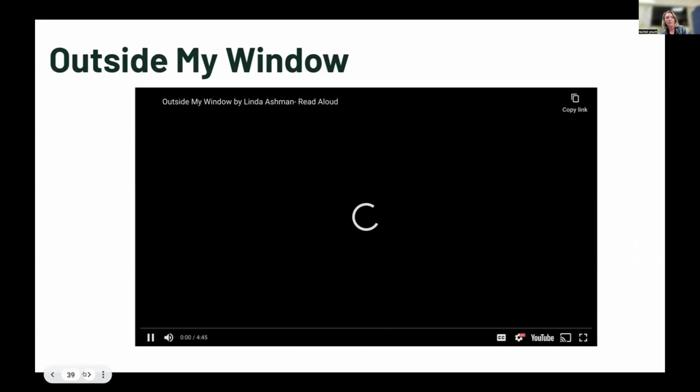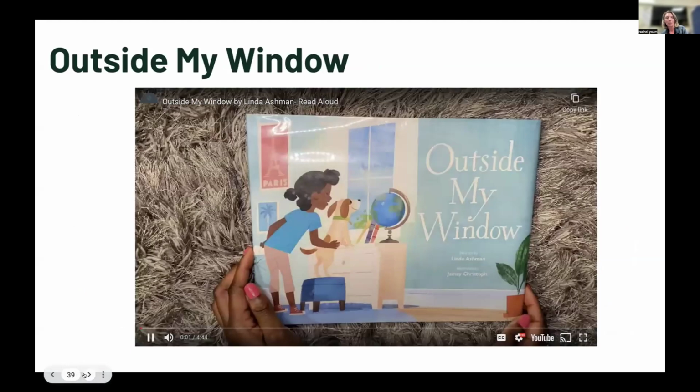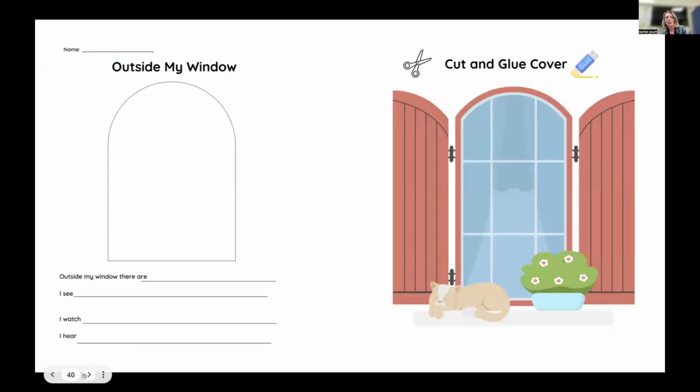There's the video in case you don't have access to the book. The first grade teachers don't have that. That is in our book set, I think. And this, I made several sentence frames. So the activity for them to do is to draw a view outside their window. There's one with just a simple sentence frame, I see, but outside my window, I see, I watch, I hear, are things that are refrains throughout the book.